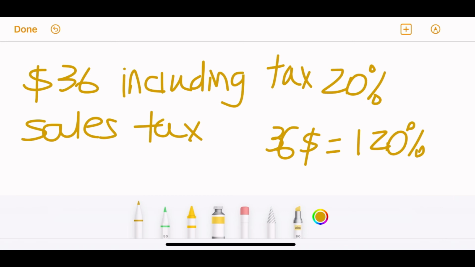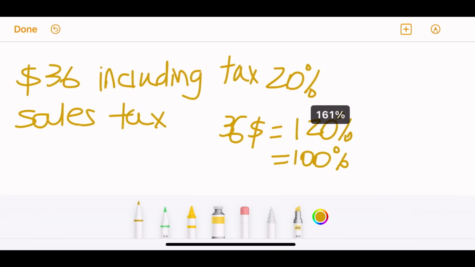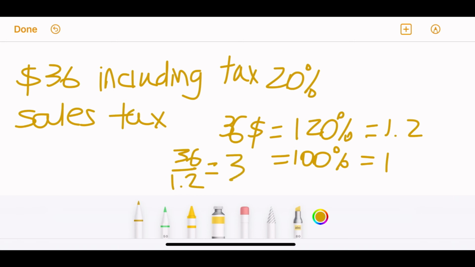So in order to find the 100%, which is the original price, it's actually easy to do because you can first convert 120% into a decimal, 1.2. And then you can say, well, 100% is 1 and 120% is 1.2. In order to find 1, we can just divide 36 by 1.2. So I'm going to do that. 36 divided by 1.2. And I will end up with 30.